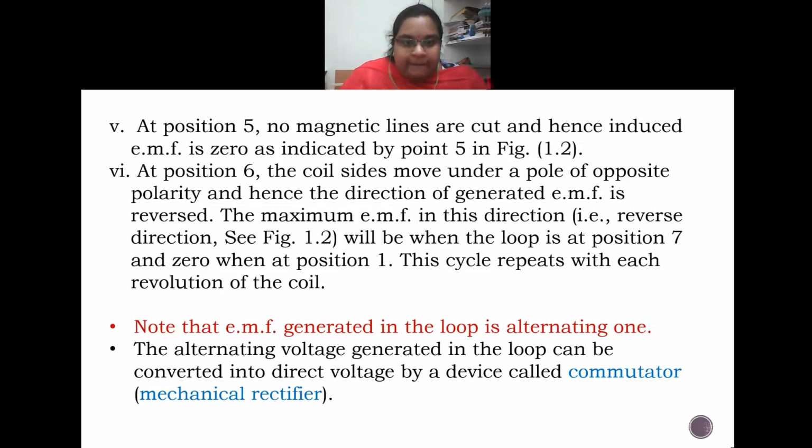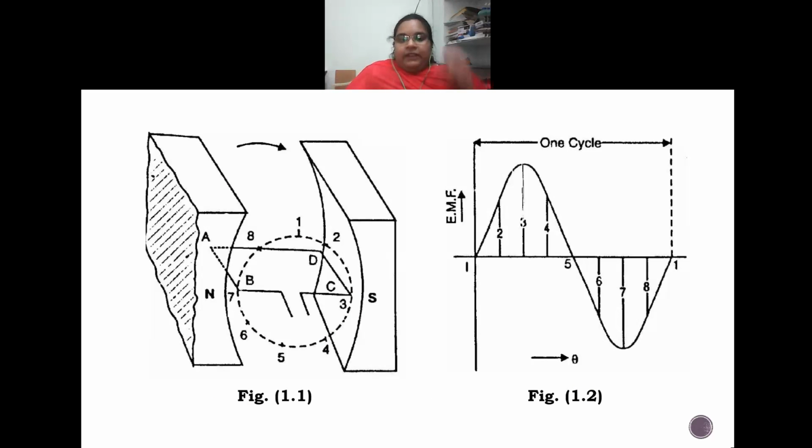Here, if you see the conductor AB, in the first part of our conversation, that is when we are talking about positions 1 to 5, the conductor AB is under the influence of the south pole, and the conductor DC is in the influence of the north pole, right? So if you look at this diagram, from positions 1 to 5, conductor AB is under the influence of the south pole, whereas conductor DC is under the influence of the north pole.